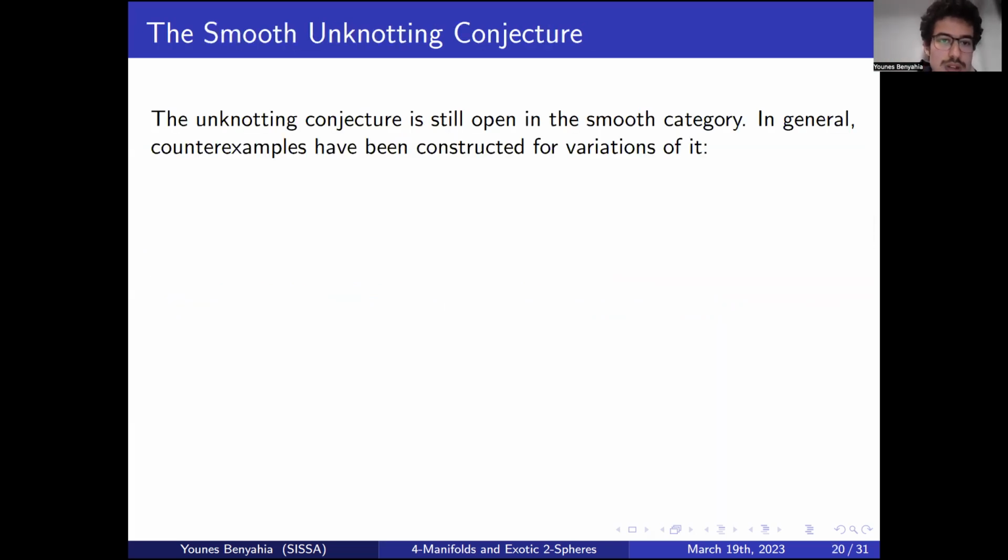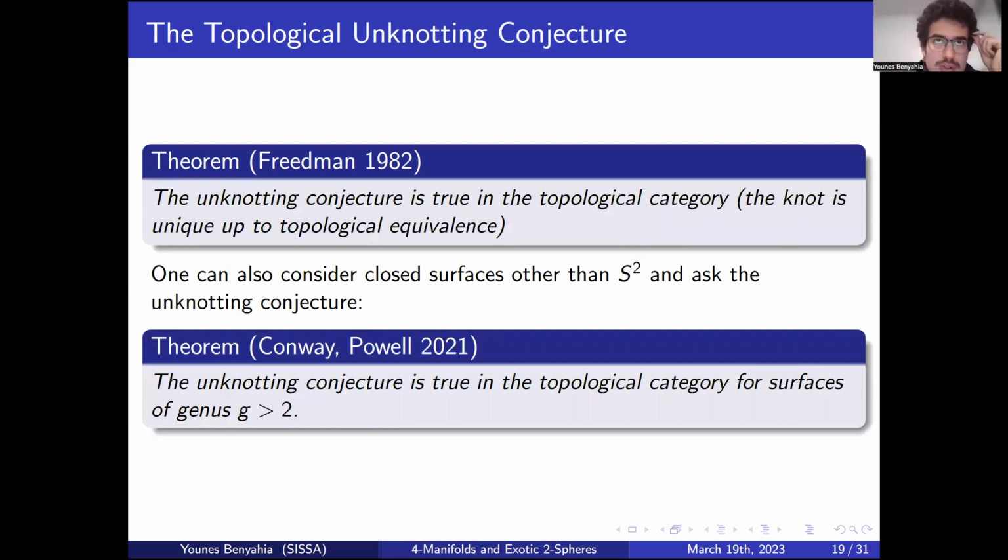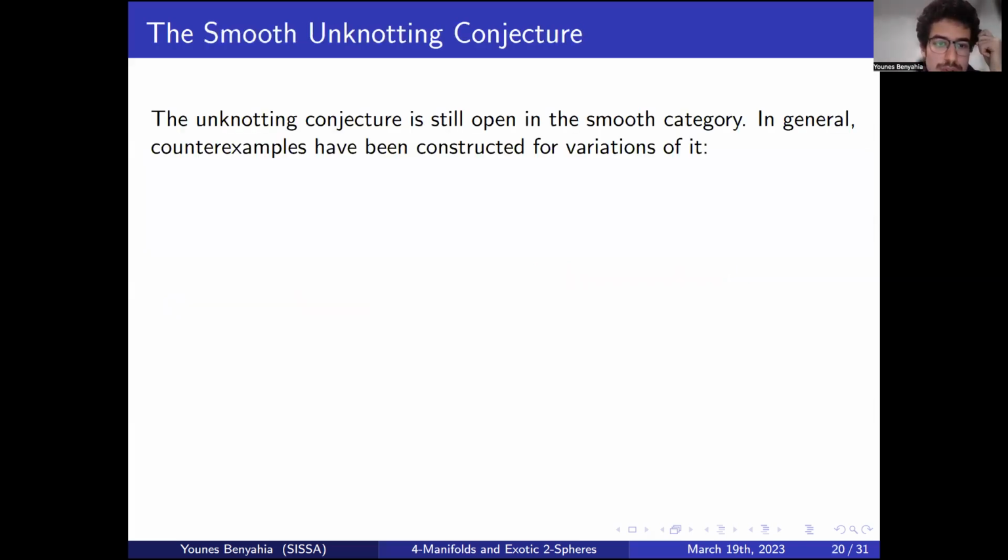The smooth unknotted conjecture asks whether this equivalence will be smooth instead of topological, so diffeomorphism instead of homeomorphism. This is still open and we don't know much. But there have been counterexamples for variations of it. Usually, all these variations are not in S^4; you change the ambient four-manifold, and you can find counterexamples.